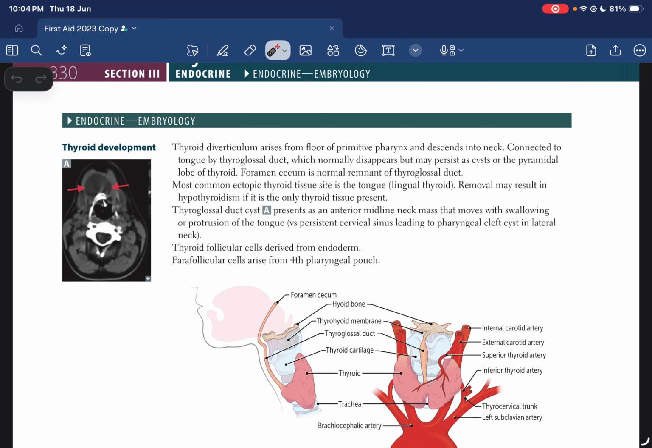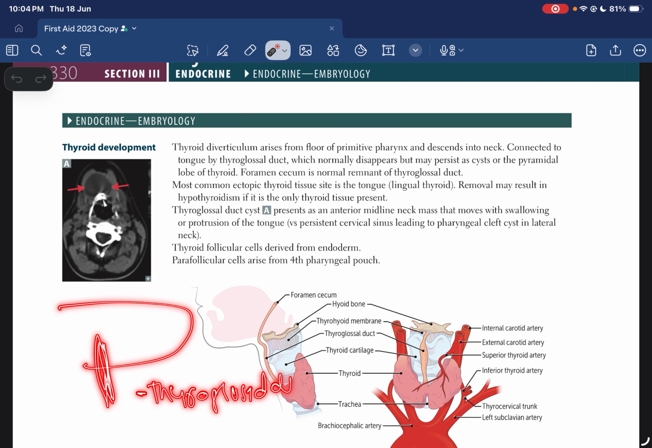The thyroid basically develops from the floor of the primitive pharynx, and this is how the primitive pharynx looks. Thyroid is endodermal in nature, that's what you need to know. It descends into the neck, and it is the first gland that actually develops. It is connected to the base of the tongue with the help of the thyroglossal duct. Eventually this duct obliterates, but if it doesn't, it is going to persist, and that's what we're going to discuss later on.